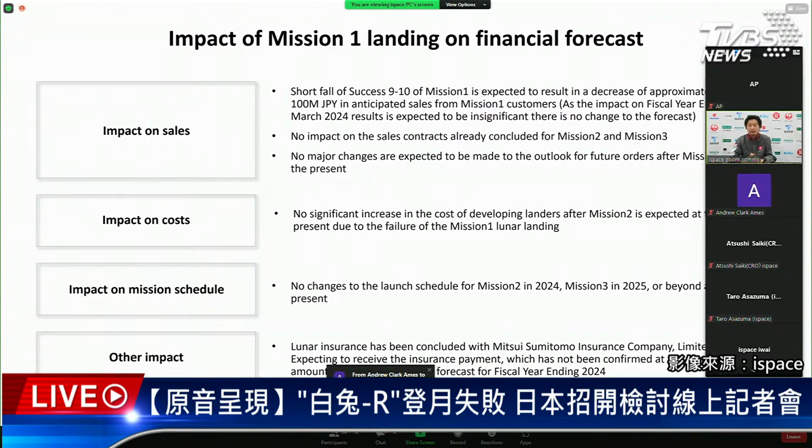Other than these things, we have lunar insurance contracted with Mitsui Sumitomo Insurance Company, and we are still expecting to receive the insurance payment. However, it has not been confirmed at this point. So the amount of the insurance payment is not reflected in the forecast for the fiscal year ending March 24.